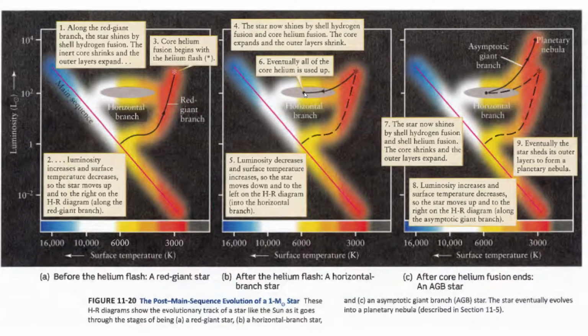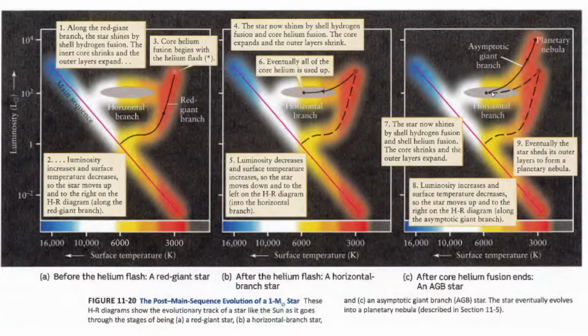Okay? So step 7, the star now shines by shell hydrogen fusion and shell helium fusion. So the interior of the core is no longer doing anything, just the shells are. There's a shell of hydrogen fusing on top of a shell of helium that's fusing, and then the interior of that is just a bunch of carbon and oxygen that's not really doing anything. And that's right here.